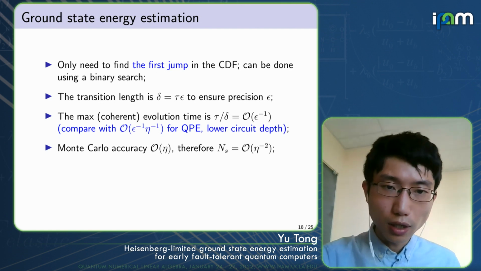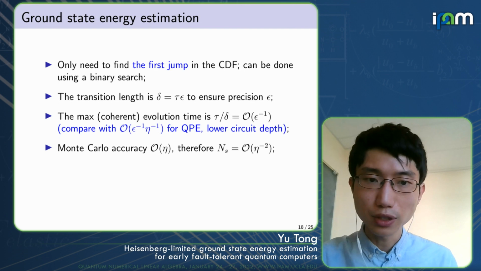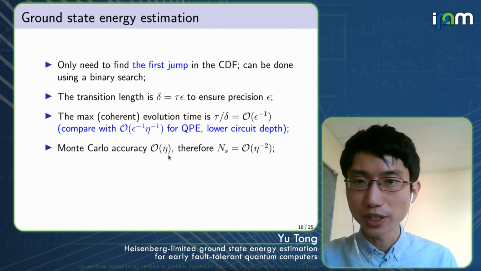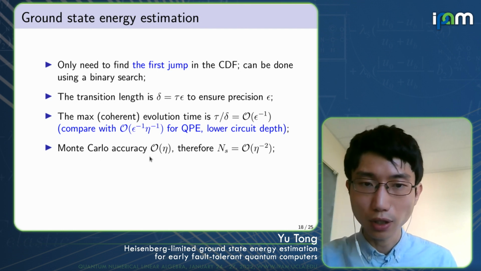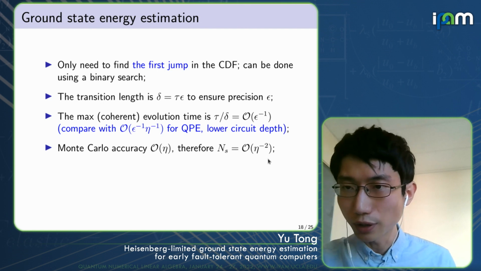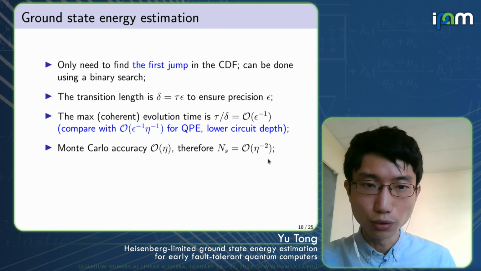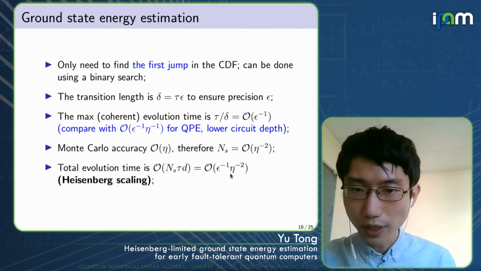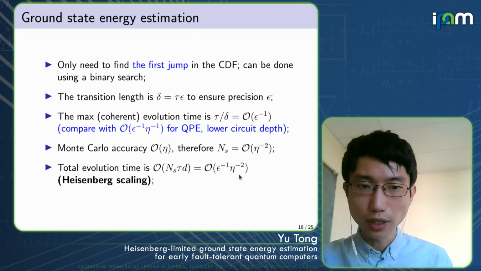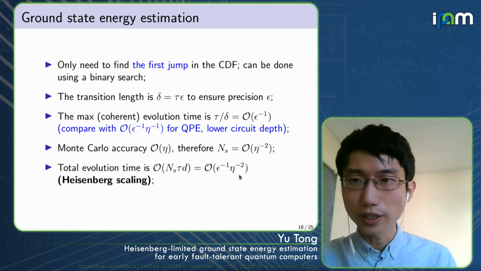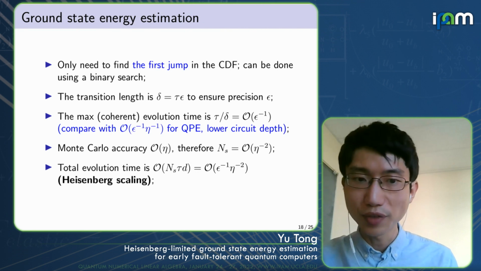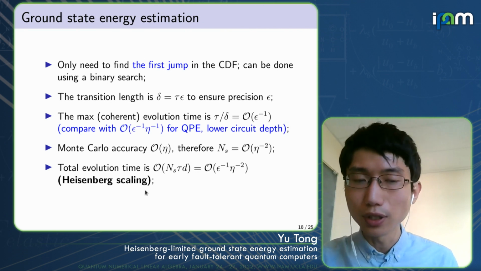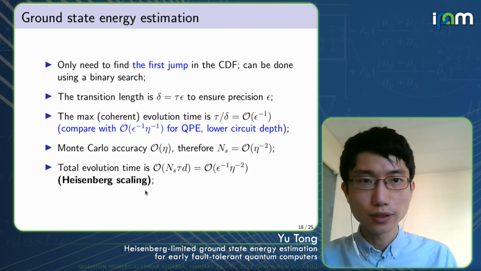And in order to resolve this jump, we need to keep the statistical noise to be roughly below eta, where this eta is the initial overlap. So we need this kind of Monte Carlo accuracy, and the number of samples needed will therefore scale like eta to the -2. And if we look at total evolution time, it will scale like eta inverse times epsilon inverse times eta to the -2. And this is basically the same asymptotic scaling as in quantum phase estimation. And we have this epsilon inverse dependence, and therefore we have the optimal Heisenberg-limited precision scaling.